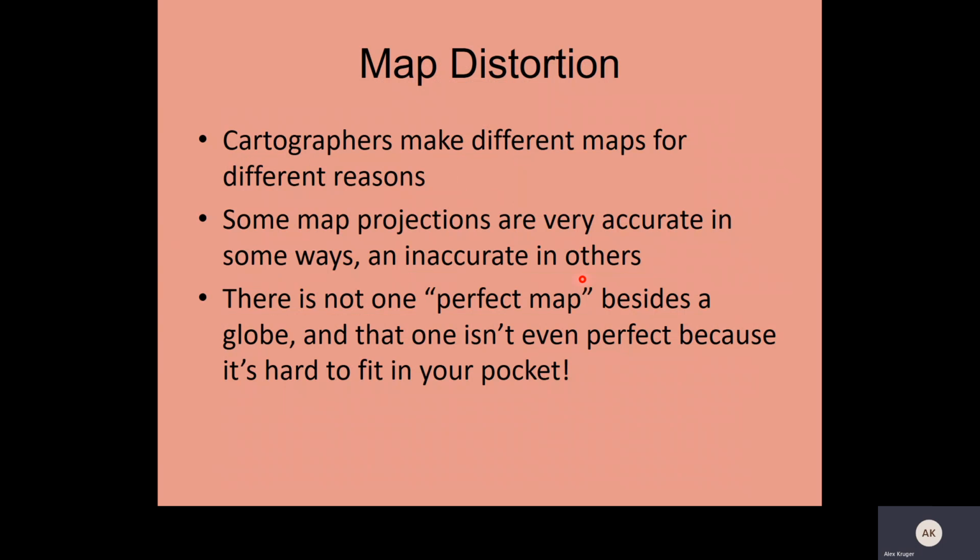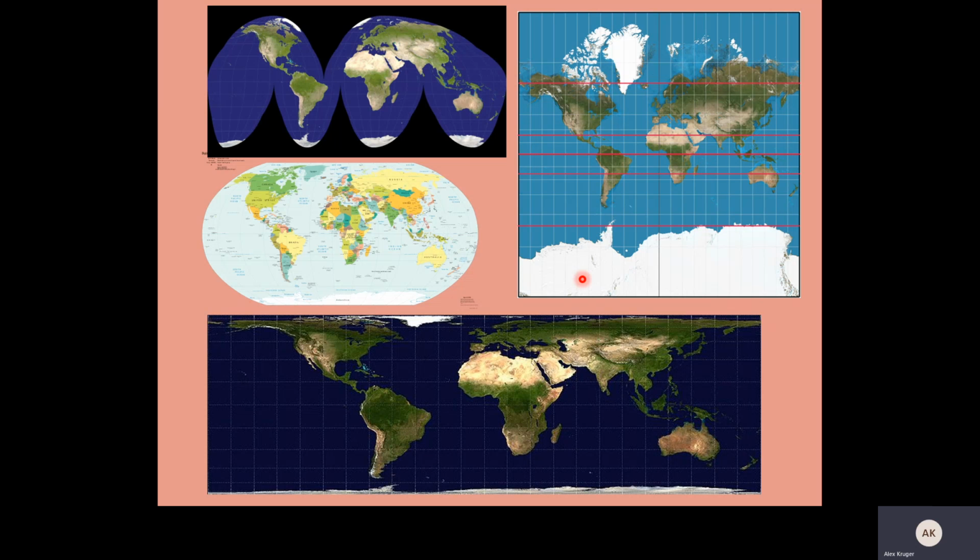And like I said, hard to fit in your pocket. You can have one in your classroom or your house. I don't have a globe. I should get one, but good globes are expensive. So these are some different types of maps.